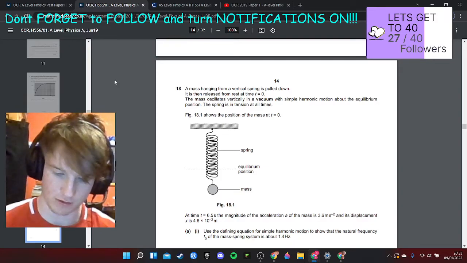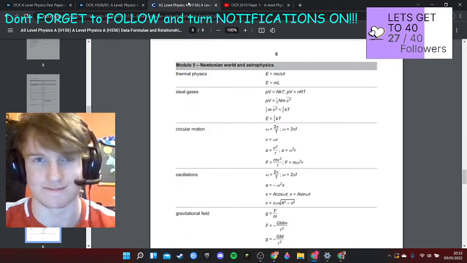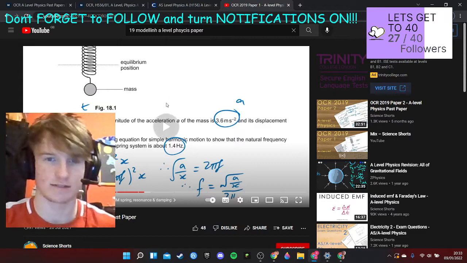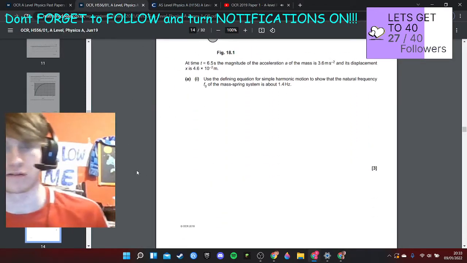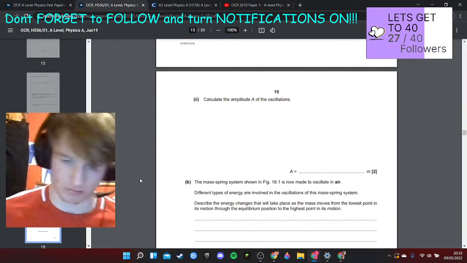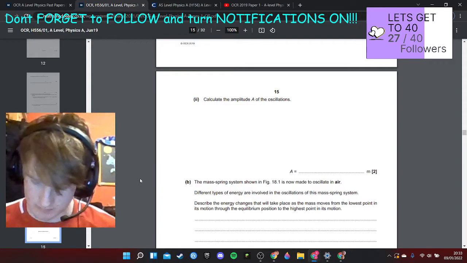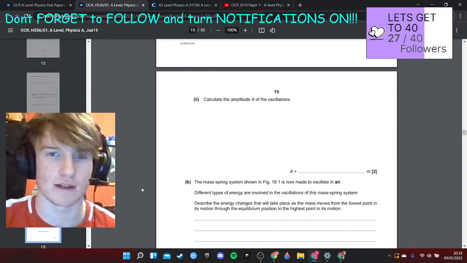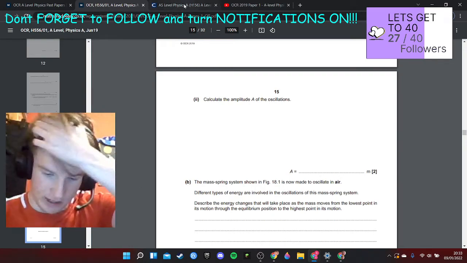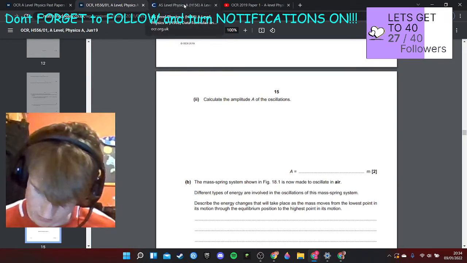Equals 1.4, question. So I still got it right though, so that's fine. Probably wouldn't have got all the marks because I did something unbelievably stupid though. To find the amplitude A, I figured out that V equals thingy A.